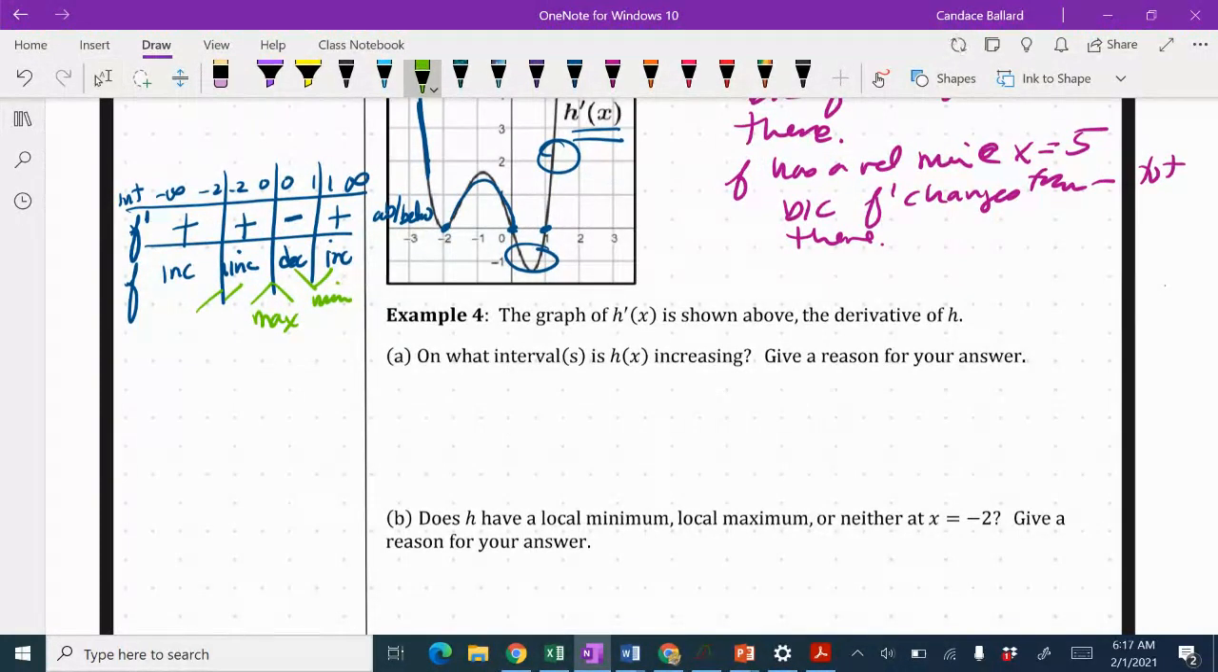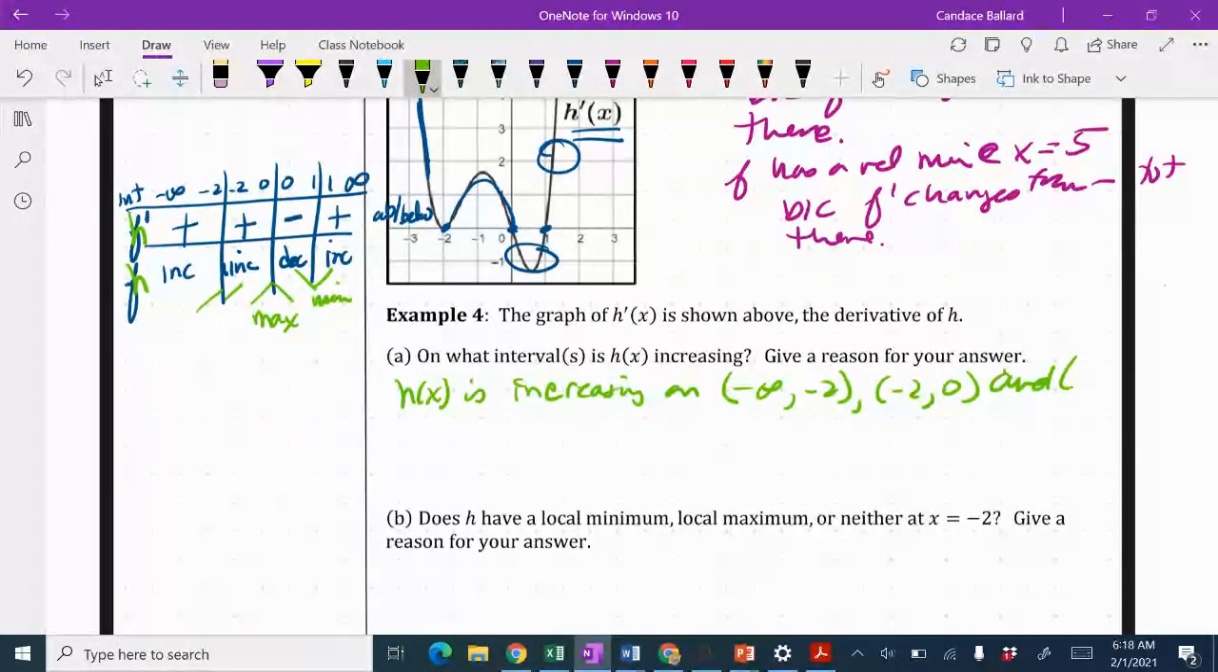On what intervals is h increasing? So we would say h of x is, and I should have used an h here, not an f. Sorry about that. h of x is increasing on negative infinity to negative 2, negative 2 to 0, and 1 to infinity, because h prime of x is positive, or you could say is greater than 0 on these intervals.